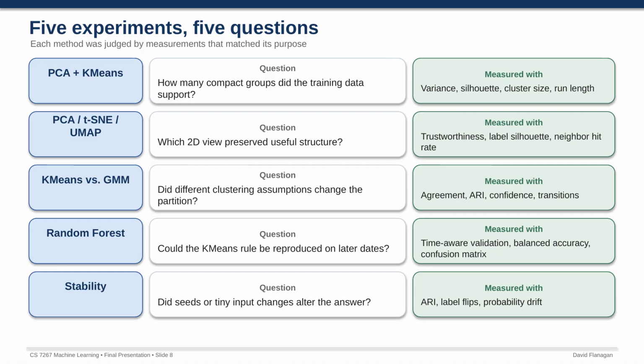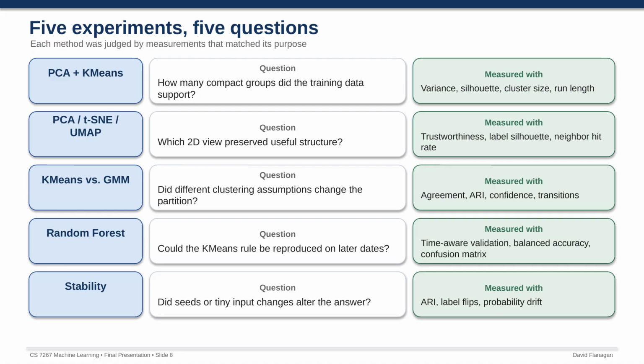PCA and K-means asked how many clear groups the training data supported. The visualization experiment asked which two-dimensional picture best preserved nearby points and displayed the existing labels. The k-means and GMM comparison asked whether the different ideas about group shape produce different results.